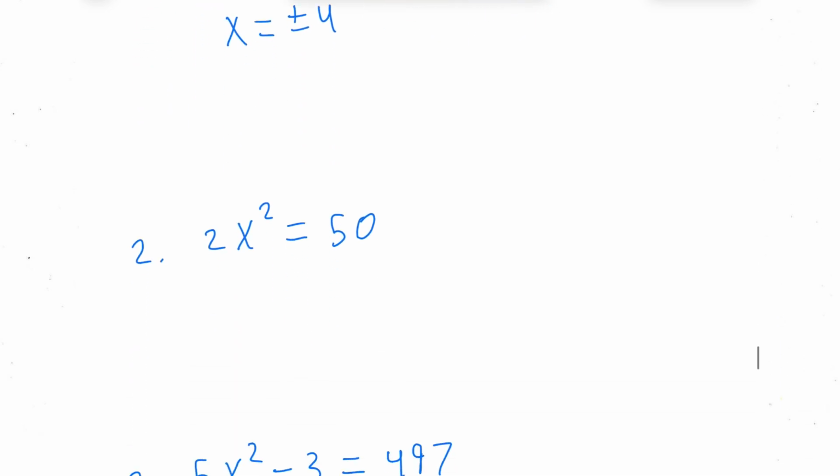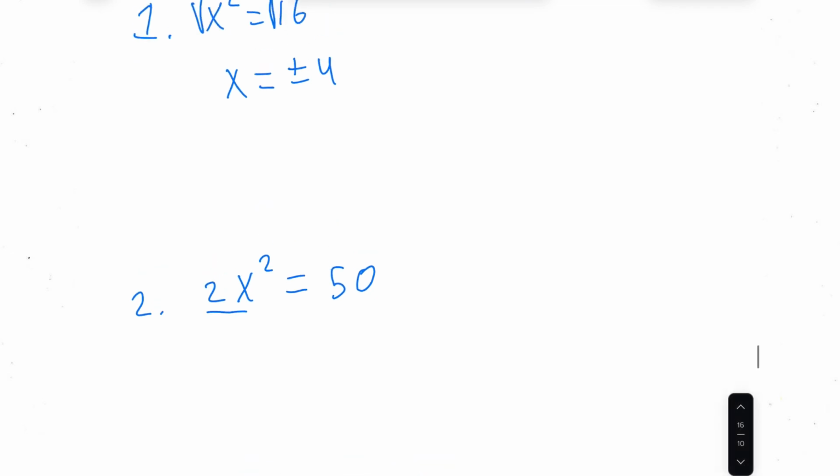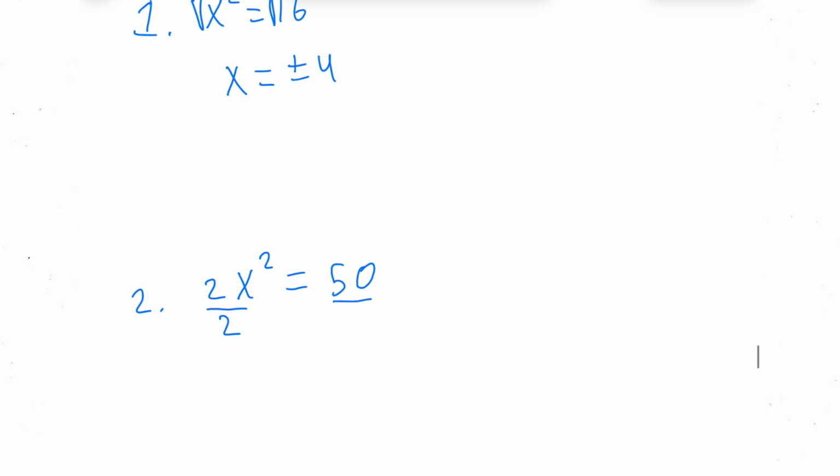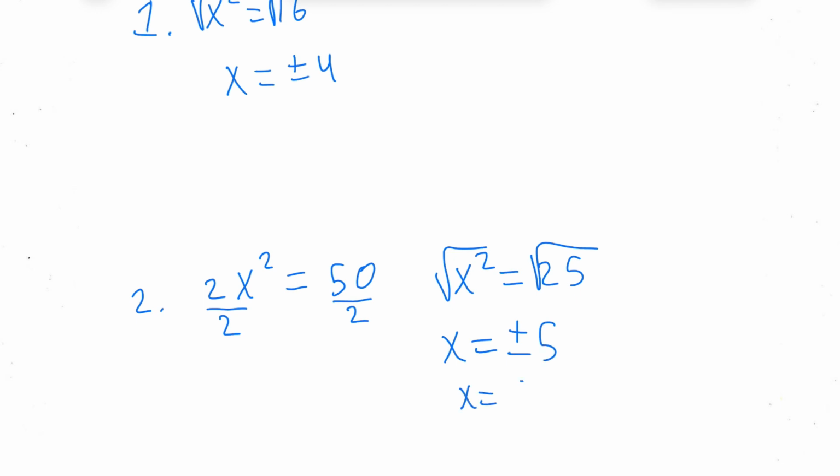So number 2, we have a coefficient in front of the x squared. So before we take the square root, we're just going to divide both sides by 2, like in any other equation. So that's going to get us x squared equals 25. And then square root, x is equal to plus or minus 5. Another way we can write this is x is equal to 5, comma, negative 5.